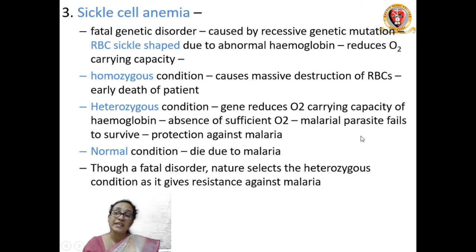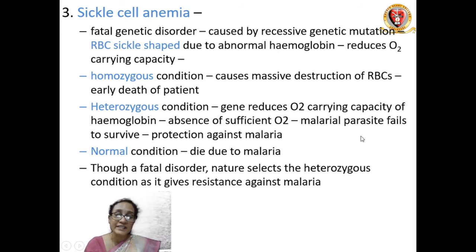Now, since this is a genetic mutation, when it occurs in the homozygous condition, there is massive destruction of RBCs, and this person suffers from anemia, and there is early death of the patient. Whereas in the normal condition, the hemoglobin is normal, spherical, but in this normal condition, the malarial parasite which lives inside the RBCs is able to survive and thrive.